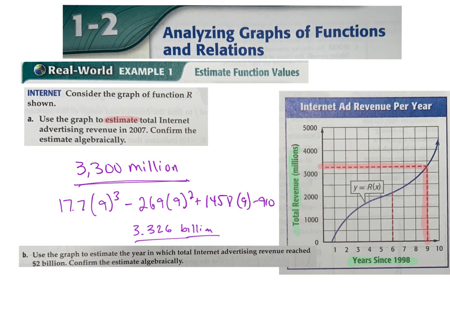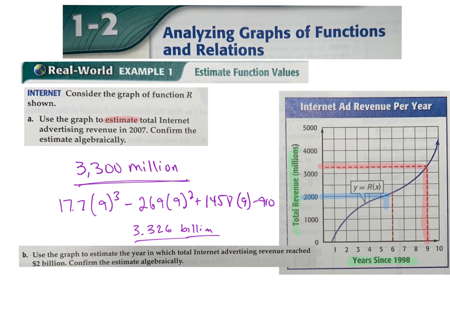So this time we're actually going to go to our y-axis, all right? And we're going to say, well, where's 2 billion? 2 billion is right here. And so now I'm going to go the other direction, and I'm going to say, well, they want to know when it reached 2 billion. So if I were to do this, it goes about right there.